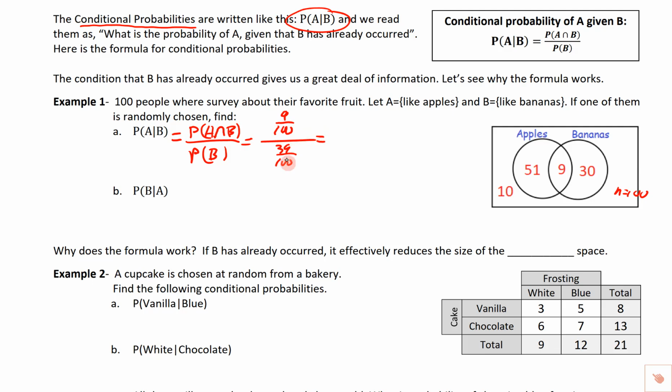So this is a complex fraction. I'm going to flip this one over and we're going to multiply. So I get a 100 on the top, a 39 on the bottom. So I get 9 out of 39, both of which are divisible by 3. So this is going to end up being 3 over 13. Okay, everybody okay with that? I'm going to keep this right here, because that 9 over 39 is going to come in handy. Take a look at the next one. The next one is the probability they like bananas given the fact that they already like apples.